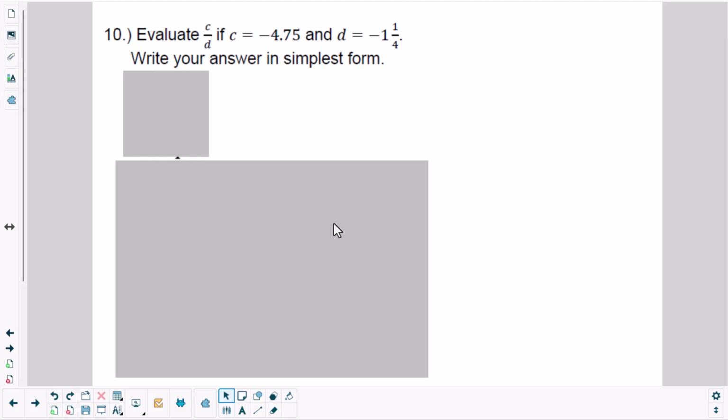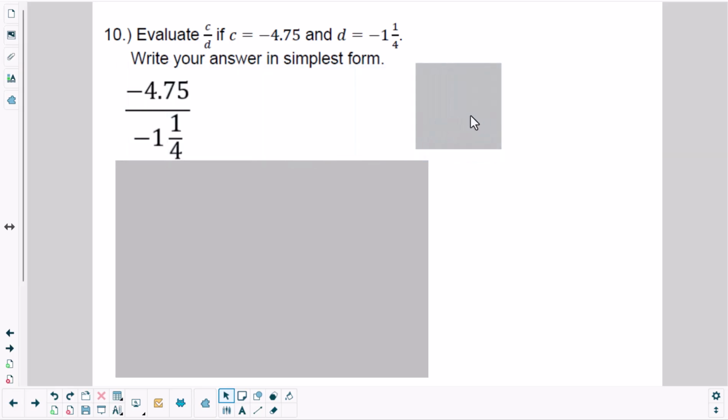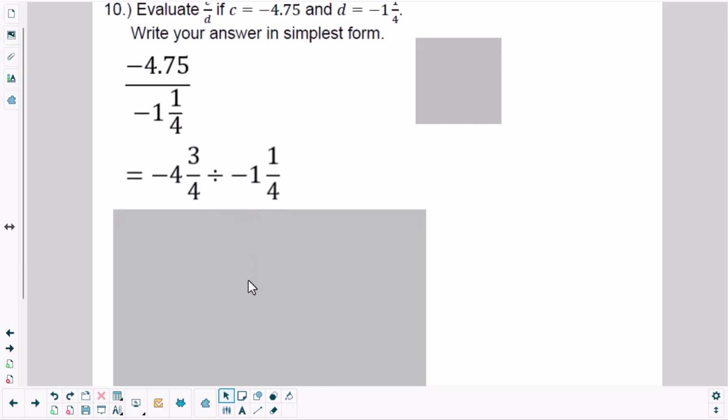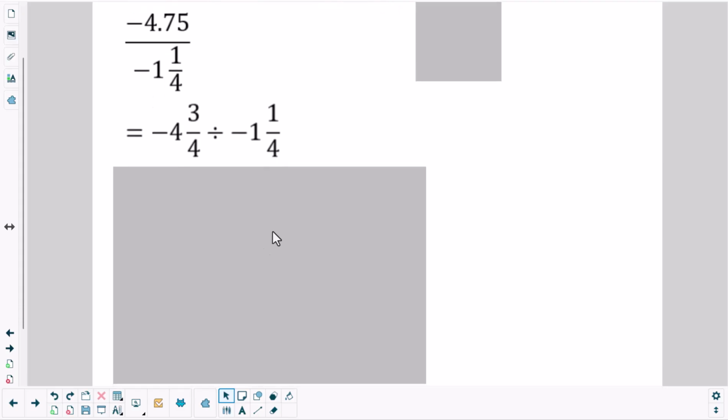So for this last one, I did treat these as mixed numbers. So evaluate C over D if C is negative 4.75 and D is negative 1 1/4. So I rewrote negative 4.75 as negative 4 3/4 divided by negative 1 1/4. And we could have made them both into decimals. Negative 4.75 divided by negative 1.25. Move the decimal point 2 places to the right in both of those, but I thought it was good for us to see one where we had mixed numbers as well.